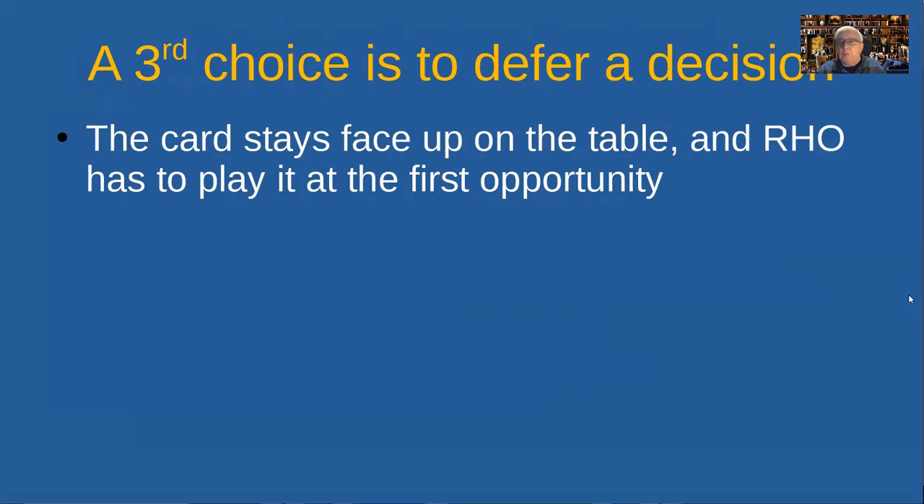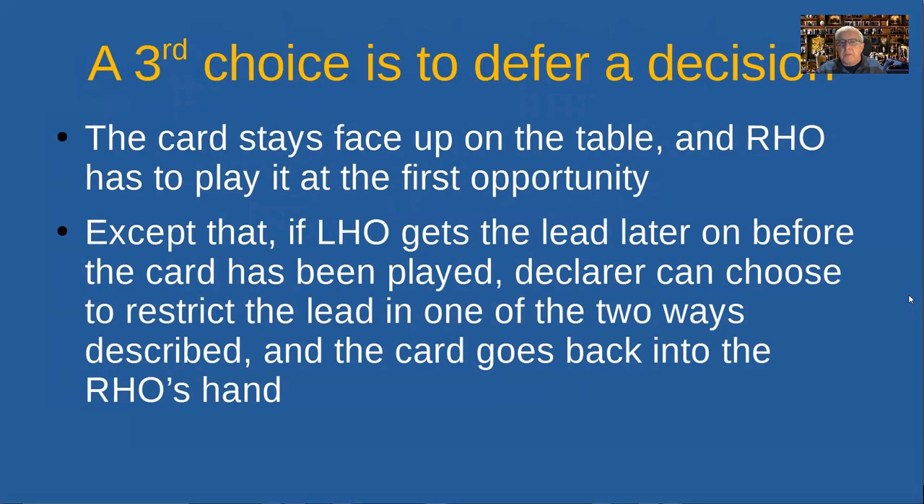Except, as I say, it's called deferring the decision, because if the left-hand opponent, in other words, the partner of this person who led the card wrongly, gets the lead later on, and that card is still exposed up on the table there, then the declarer can again switch back to deciding either that left-hand opponent plays the suit or does not play the suit that is in that card. And again, as before, if they exercise that right, then the card just goes back into the right-hand opponent's hand. So we can sum this all up, that we've got 5 choices.